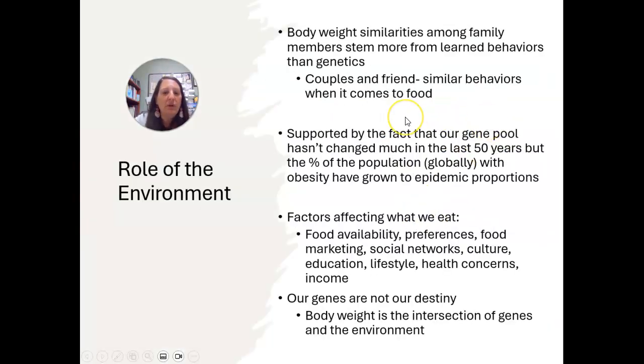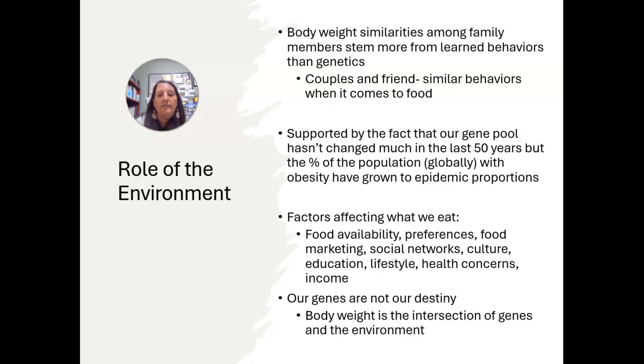Okay. Role of the environment. Body weight similarities among family members stem more from learned behavior than from genetics. So it's been shown that that's true. Couples and friends have similar behaviors when it comes to food. This is supported by the fact, again, that our gene pool really hasn't changed much in the last 50 years, but the percent of the population globally with obesity has grown to epidemic proportions.